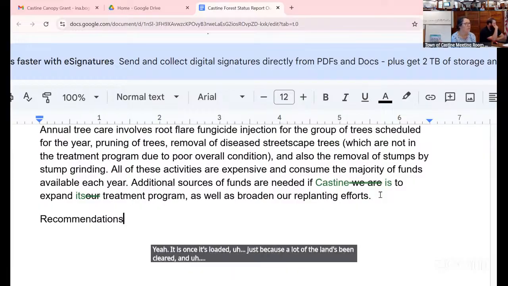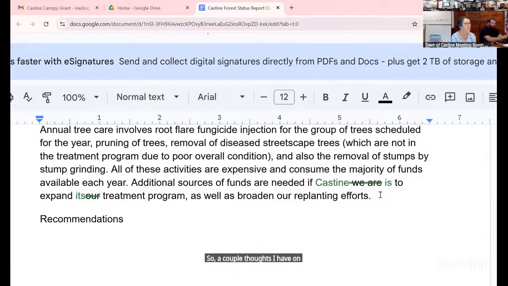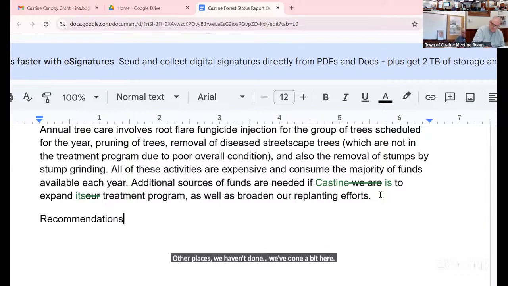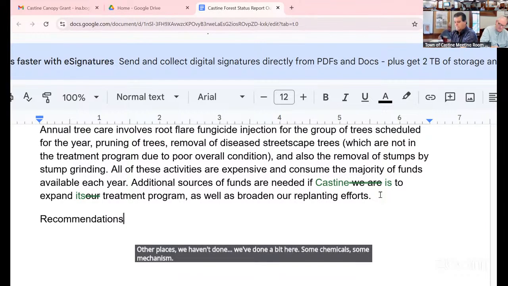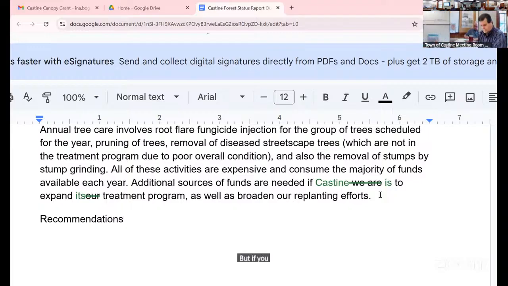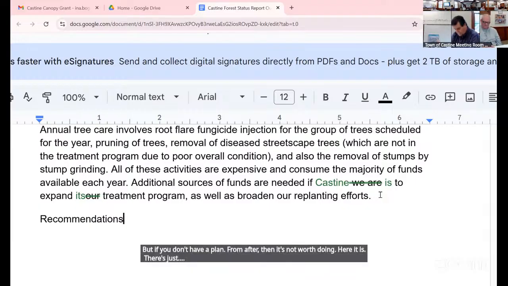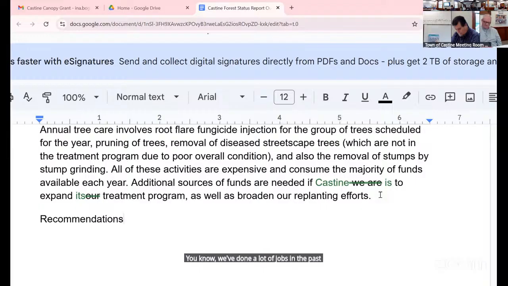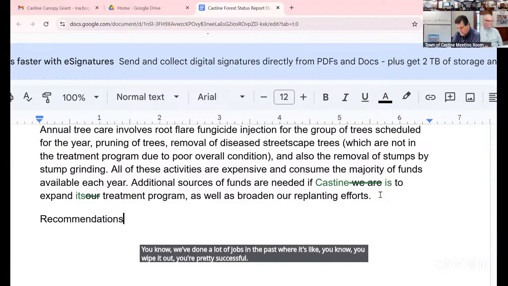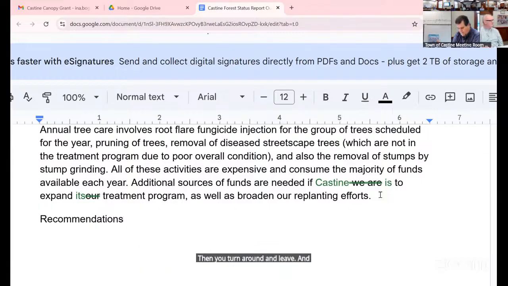So, a couple thoughts I have on that. We treat a lot of invasives in other places. We've done a bit here, some chemicals, some mechanical. But if you don't have a plan for after, then it's not worth doing. Period. We've done a lot of jobs in the past where you go in, you wipe it out, you're pretty successful, then you turn around and leave. There's really no point in doing that, because they just come back.